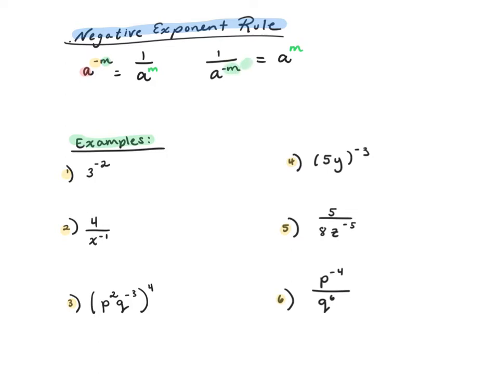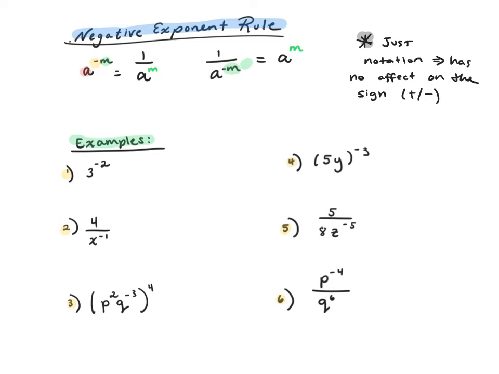So a negative exponent is going to change where the base was. If it was in the numerator, it will go to the denominator. If it's in the denominator, it will go to the numerator. So again, a negative exponent is just notation. It has no effect on the sign, that is, whether that number is positive or negative.